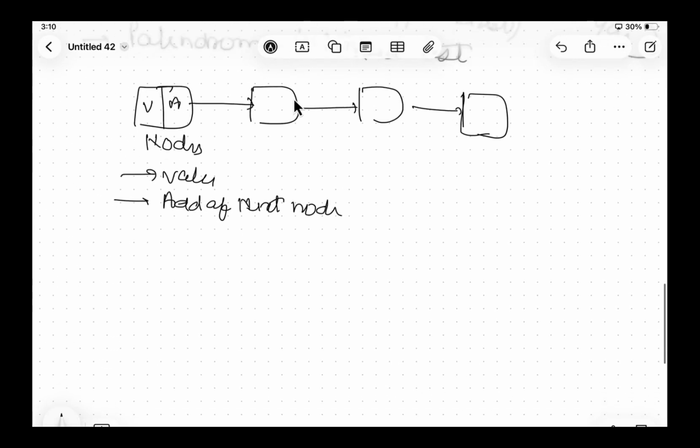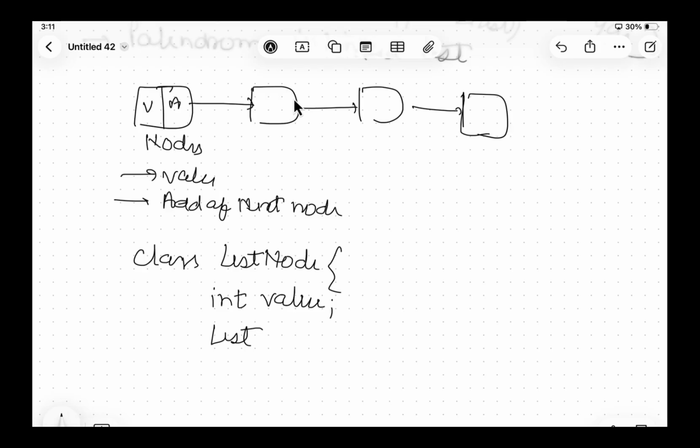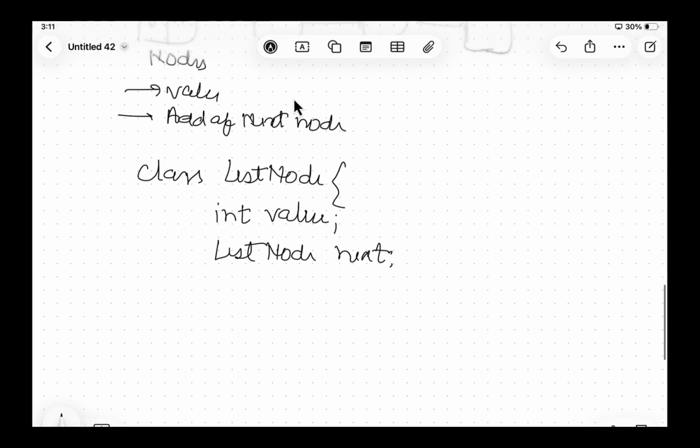If you see the class structure, it will be something like this: one class, suppose I'm giving the name ListNode, and in this I have two properties. One is the value, and another one is the reference to the next node. That type will always be the same because that is also a node: ListNode next. Whenever you form a node, you require only the value, so there is a constructor that you are going to use.